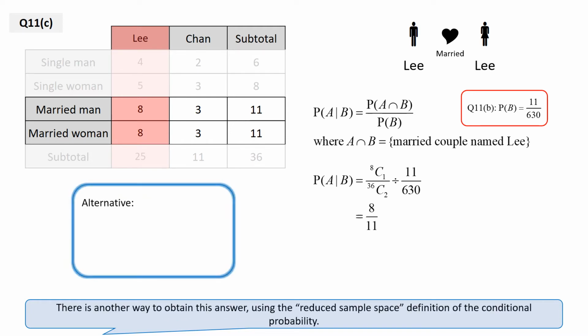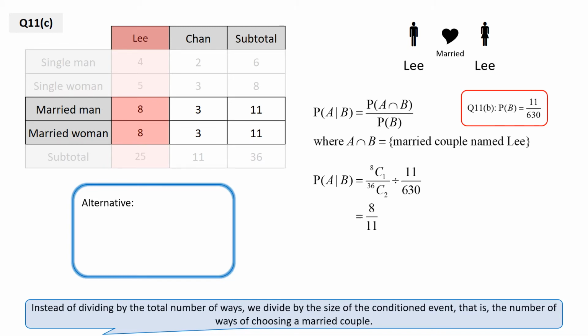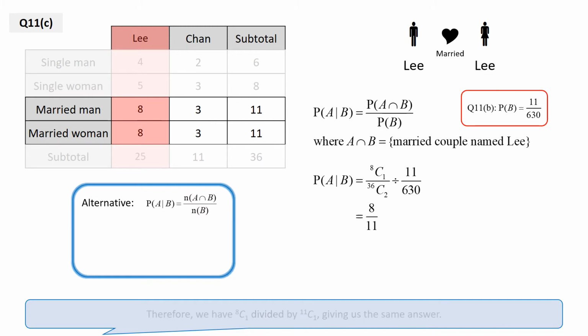There is another way to obtain this answer using the reduced sample space definition of the conditional probability. Instead of dividing by the total number of ways, we divide by the size of the conditioned event, that is, the number of ways of choosing a married couple. Therefore, we have 8 choose 1 divided by 11 choose 1, giving us the same answer.